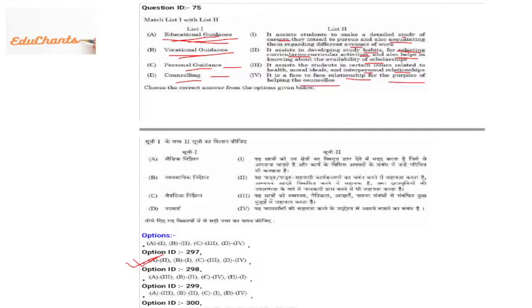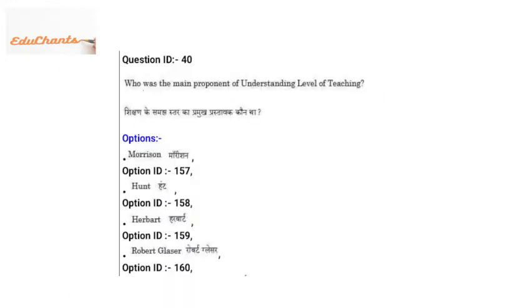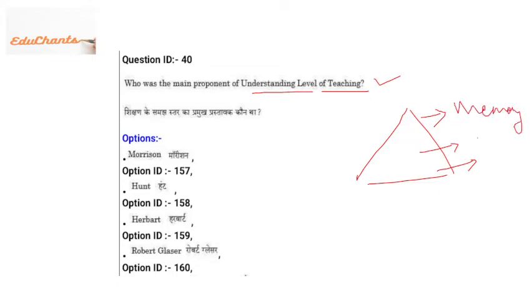Okay, moving on to the next question, 40th question. Who was the main proponent of understanding level of teaching? One of the easiest question and direct question. You already know about the levels of teaching, and this is what we call the 3 levels: memory level, understanding level. Okay, understanding level, then reflective level. Okay, so these are the 3 levels.